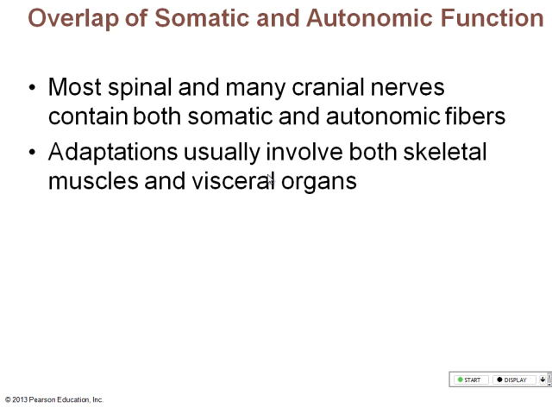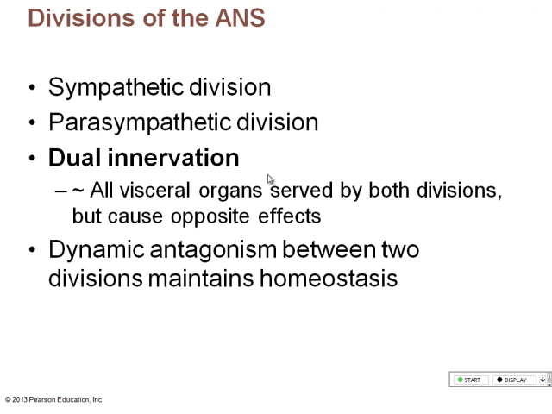So most spinal and many cranial nerves contain both somatic and autonomic fibers. And adaptations, which we talked about in the previous chapter, involve both skeletal muscles and visceral organs. So, what are the divisions of the autonomic nervous system? We have the sympathetic division and the parasympathetic division.